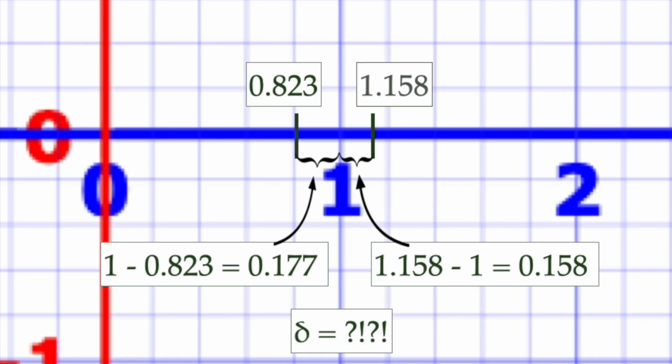So, which one is delta? Well, if we have to guarantee that all the function values within delta must be within 0.5 of our limit 3, then we need to take the smallest value. And so delta would equal 0.158. Or delta could equal anything smaller than that as well.